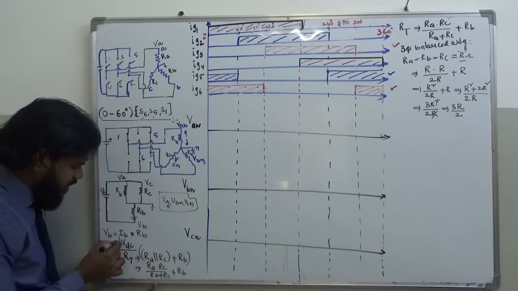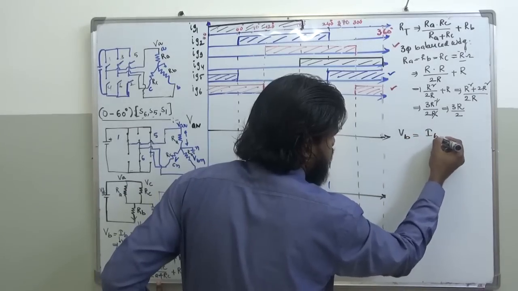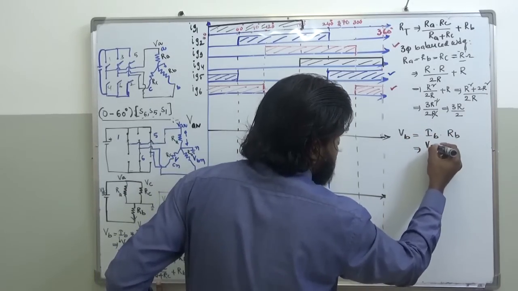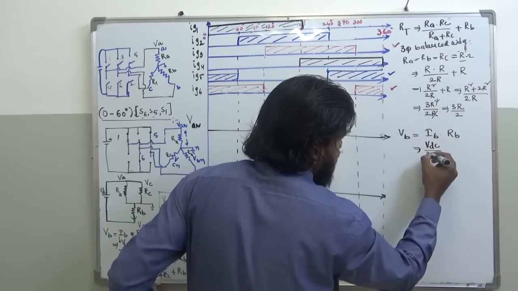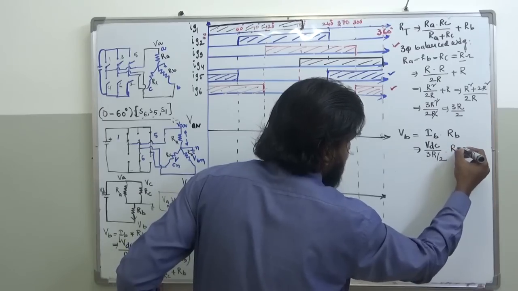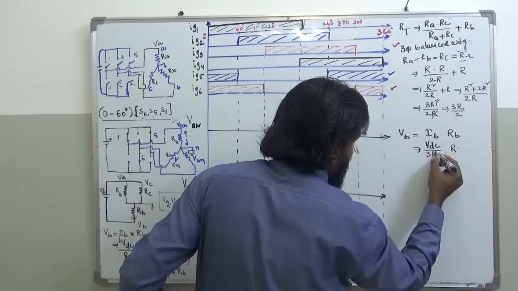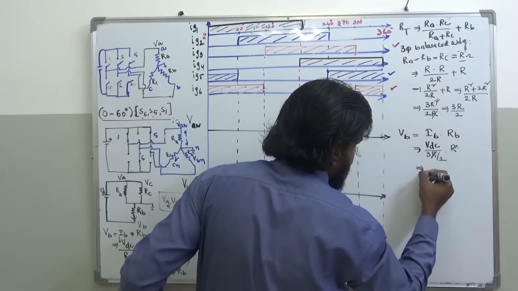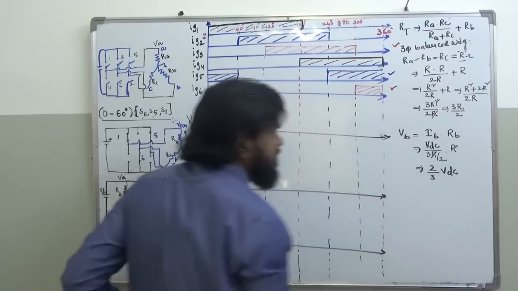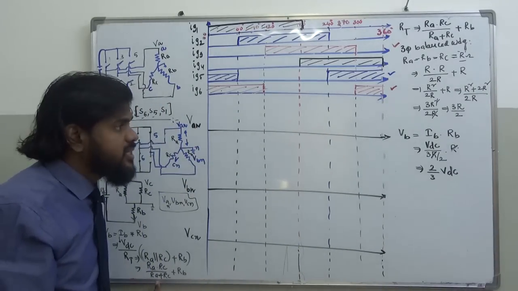So I'm finding IB now, right? So now I'm going to take VB again. VB is equal to IB into RB. What is IB? Total voltage VDC divided by total resistance, which is 3R by 2, multiplied by RB. What is RB again? It is again R, right? So R is going to cancel. So 2 by 3 VDC. Is that okay, my dear?